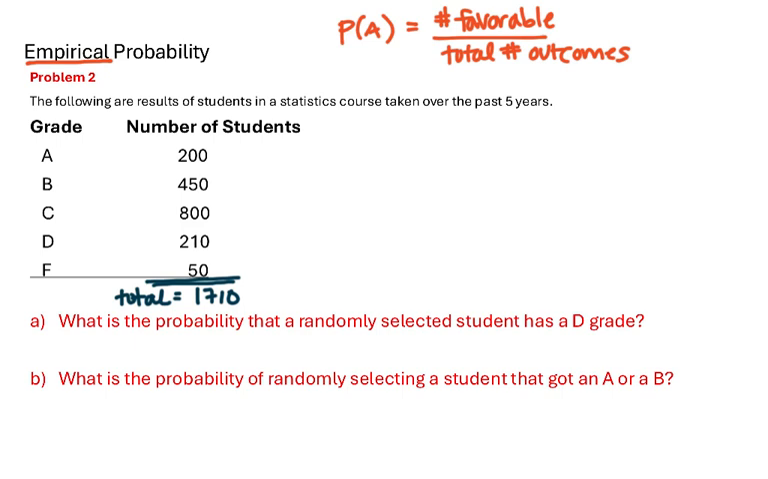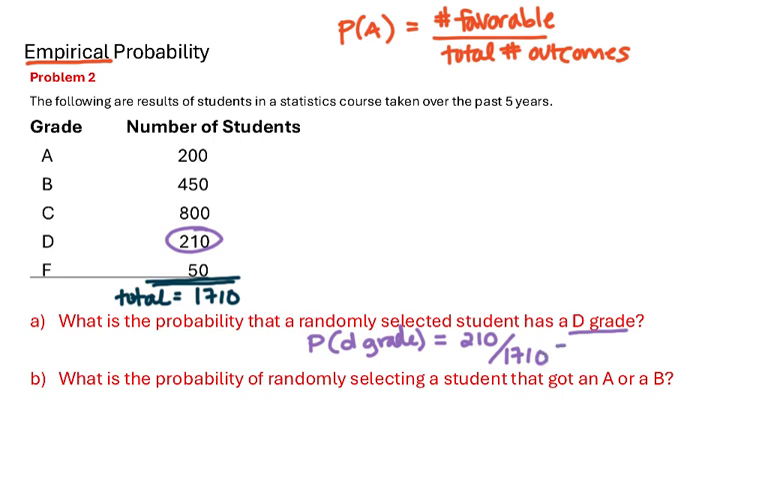So now when they ask, what's the probability if we select a random student that they got a D grade? So we look at the favorable outcome is getting a D grade. How many of those favorable outcomes were there? There were 210 divided by 1710.